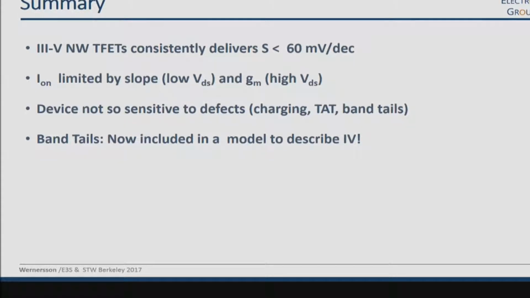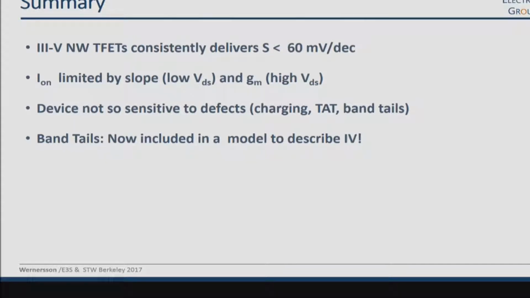Our conclusion is that the drive current, Ion, which I think is the metric we should talk about, really, we're limited by the slope if we are at low VDS, but our devices are limited by gm, the transconductance, if we go to 0.3 volt. This is what we have to work on, the transconductance.